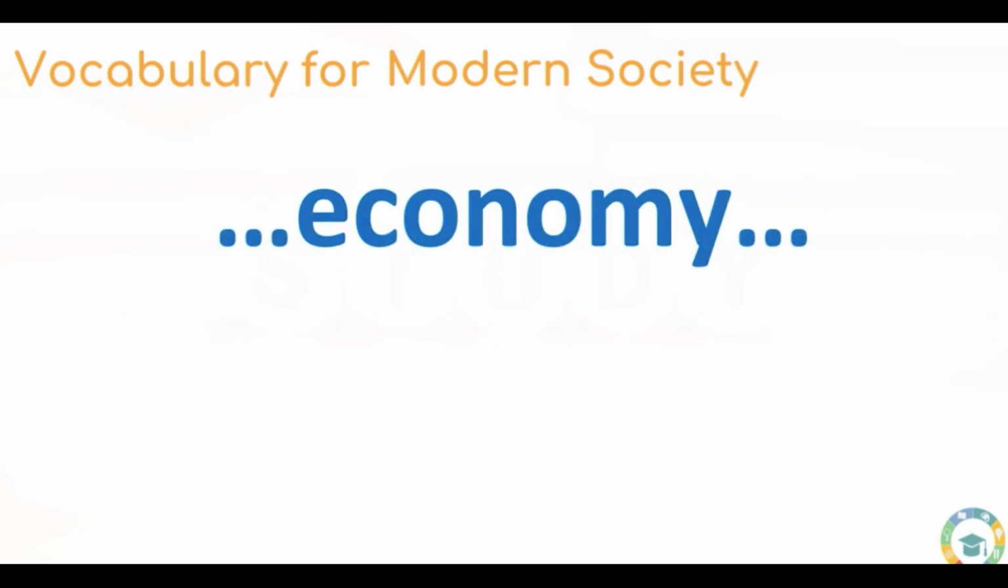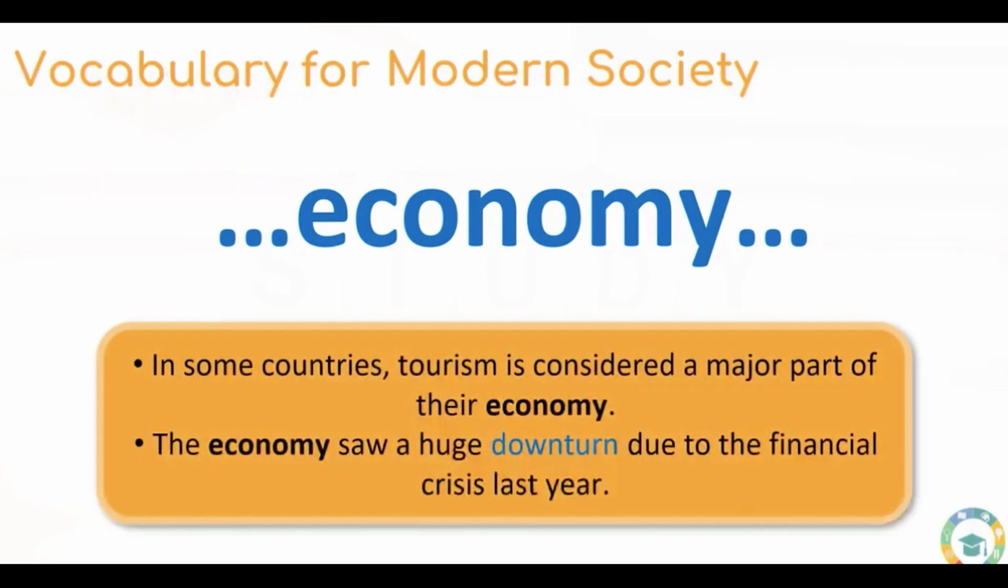And here we have economy. When we use the word economy, it's for describing the different ways a country generates money. For example, the economy of China is partly production, manufacturing based. The economy of the UK is partly tourist based or service based. Let's have a look at some examples.